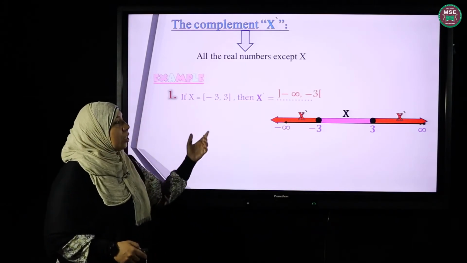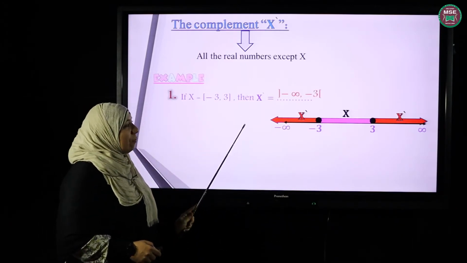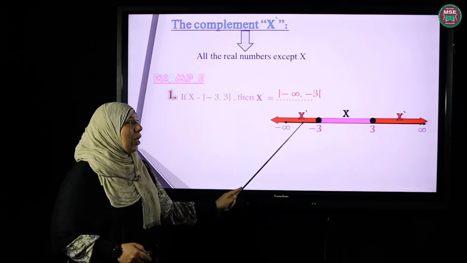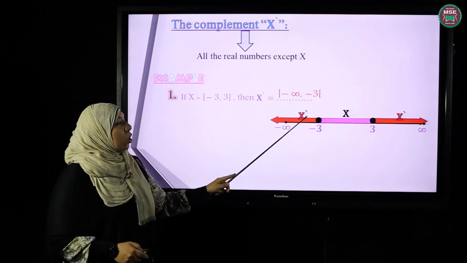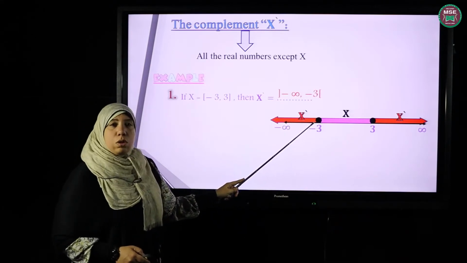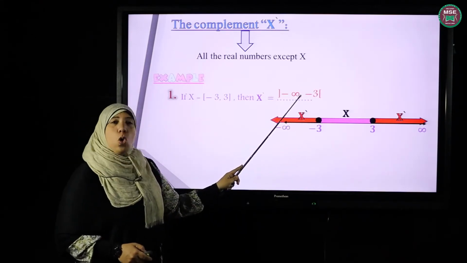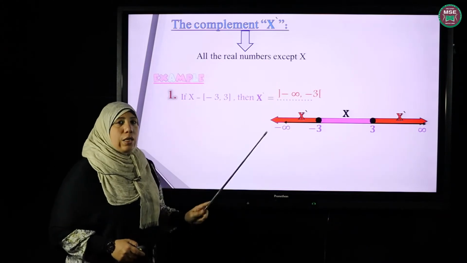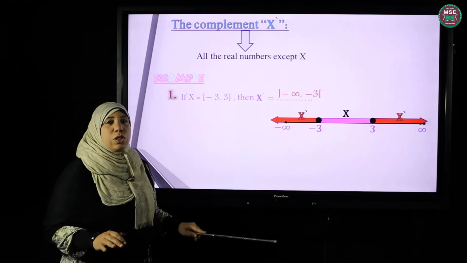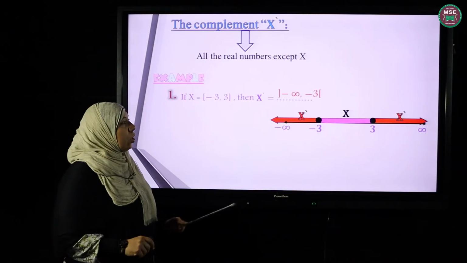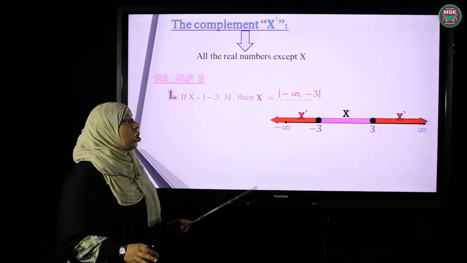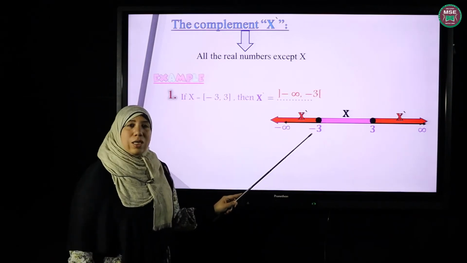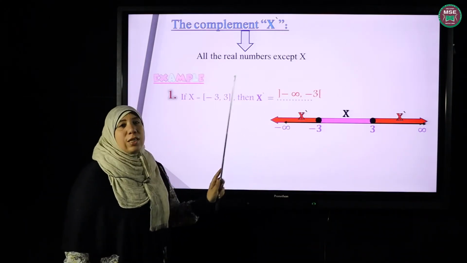I will write the first one from -infinity to -3, and I will not take any number that belongs to x. So if this number is closed in x, it will be open in x dash. X and x dash are totally different from each other. There are no common elements between x and x dash. So if the number is closed in x, it will be open in x dash.